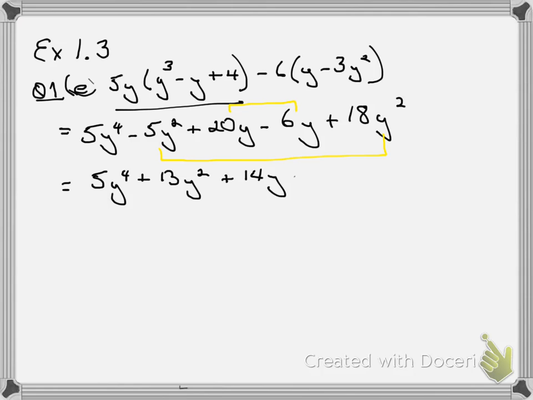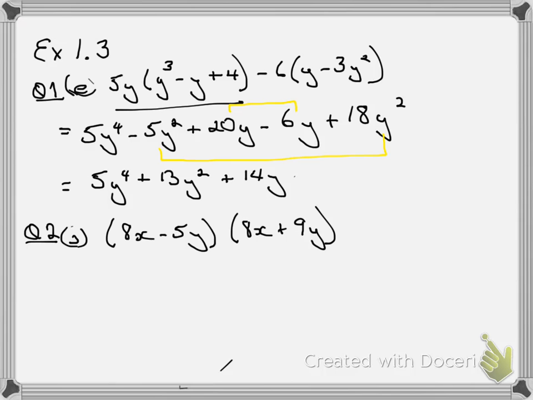Okay, now when I look at question 2, I'm going to choose to do J, only because I like J. And it says 8x minus 5y, 8x plus 9y. Now this method requires me to do some expanding, so that's going to go with that, this one goes with this one, and that one there. Doing this method will ensure I cover all my numbers.